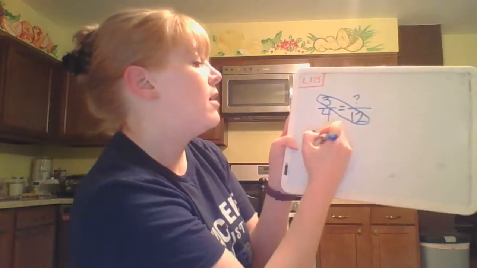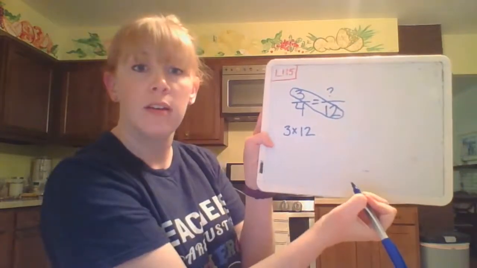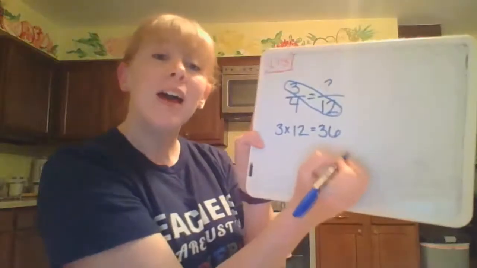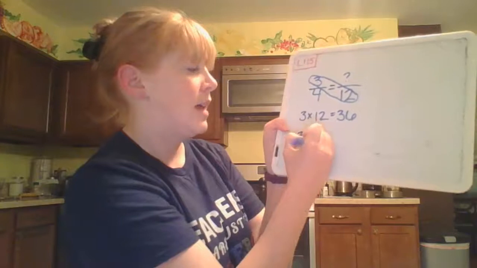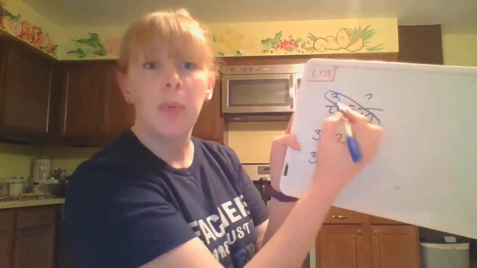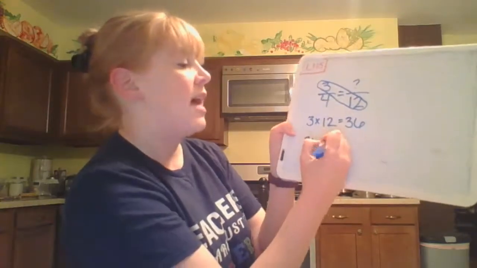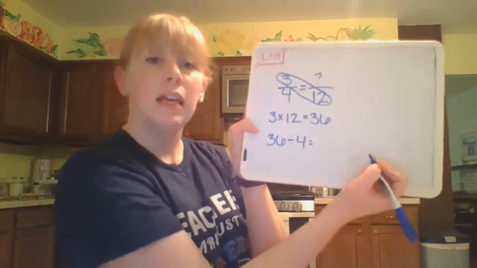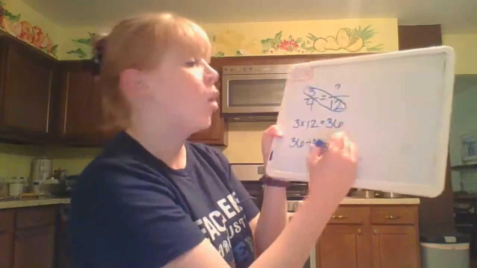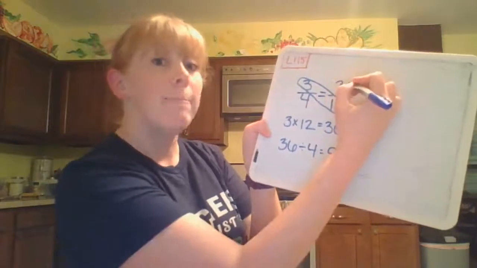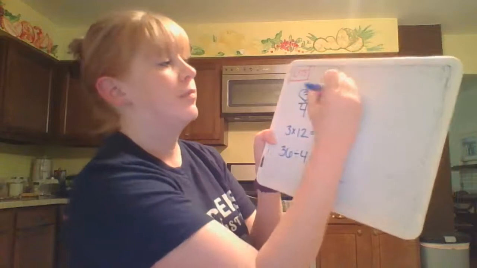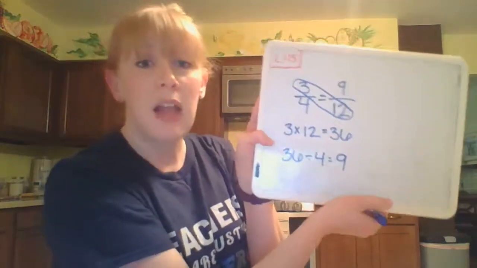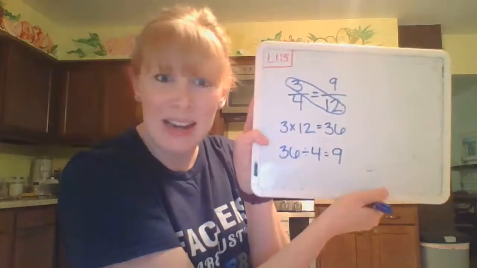So 3 times 12 equals 36. My product becomes my dividend, and I divide by the number outside the loop, by the denominator in my known fraction. So that number becomes my divisor. 36 divided by 4 equals 9. My quotient becomes my unknown numerator. So 3/4 is equivalent to 9/12. See, that's not as complicated as that objective made it sound.